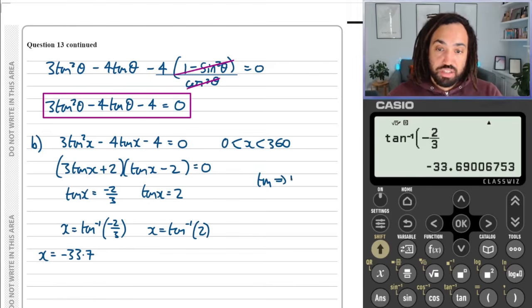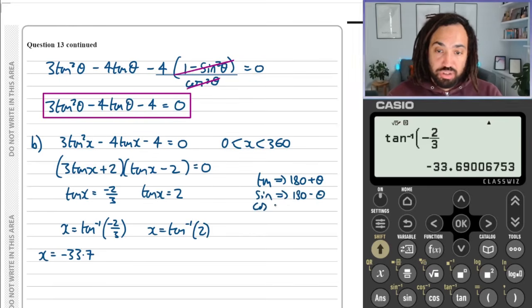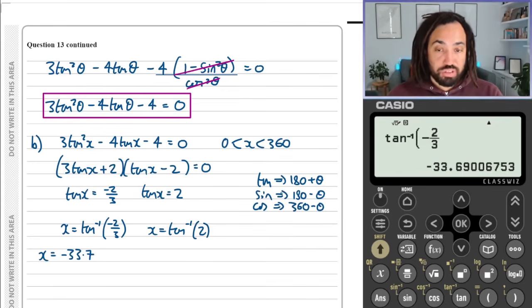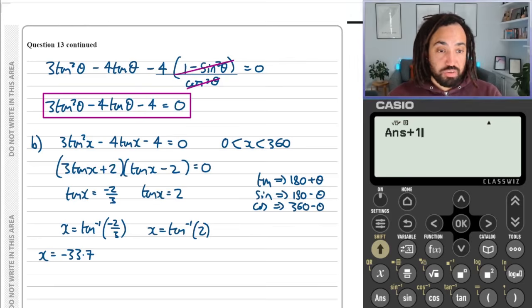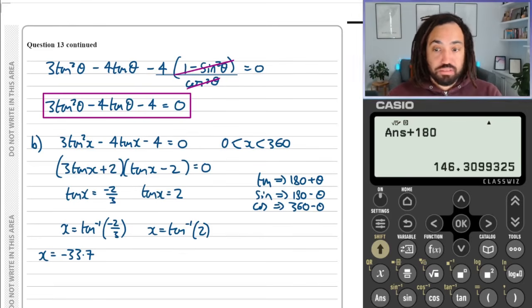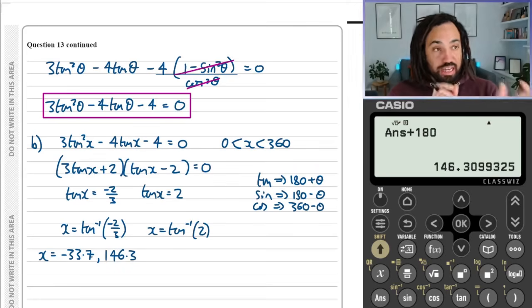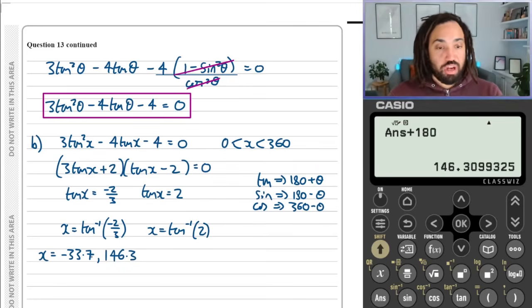Now as soon as you've done inverse tan, the second solution for tan is 180 plus the first. For sine, it's 180 minus the first, and for cos, it is 360 minus the first. Always good to remember those because it makes it so much easier solving trig equations. So as soon as you do inverse of a trig function, you then find the second solution. So for tan, you just add 180. Okay, so that is the next solution along, which is 146.3.